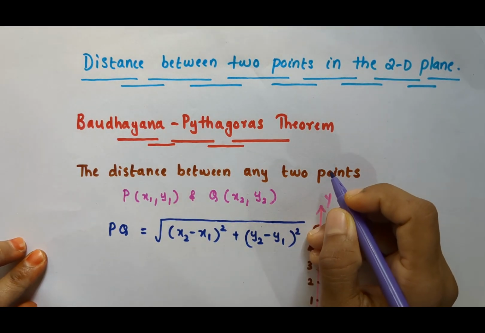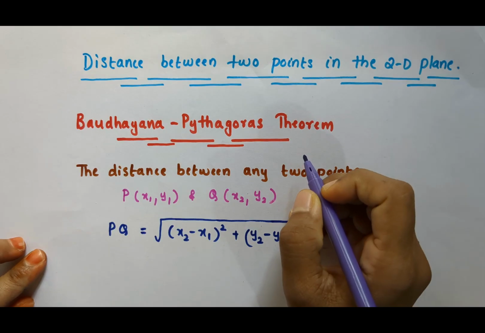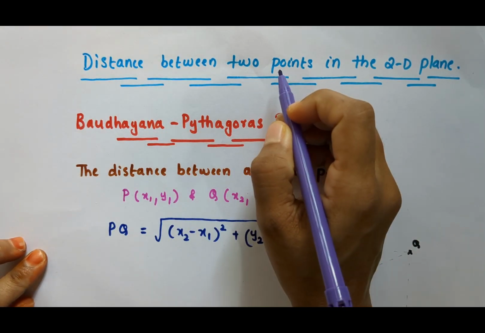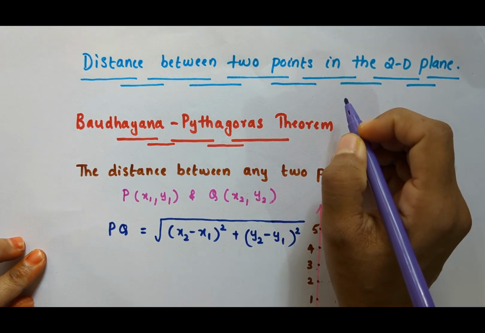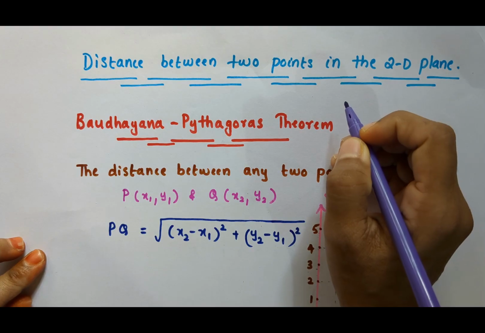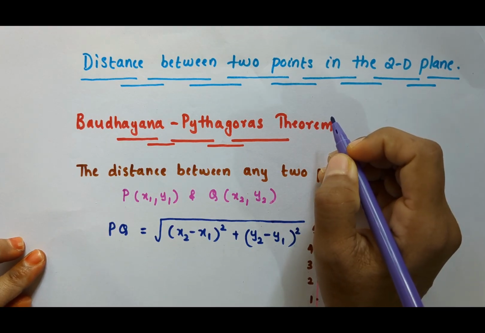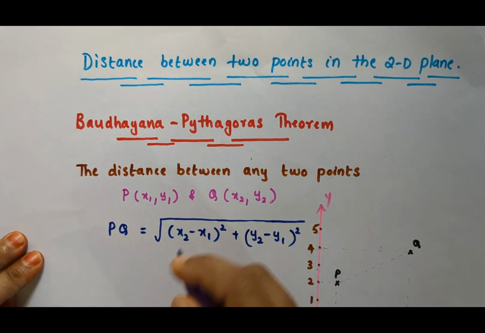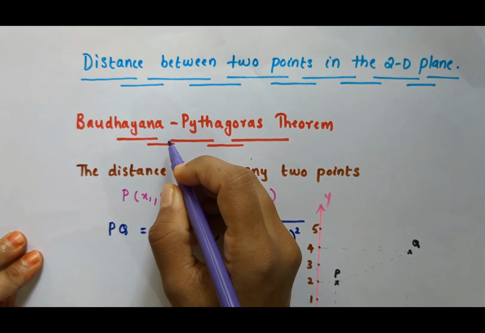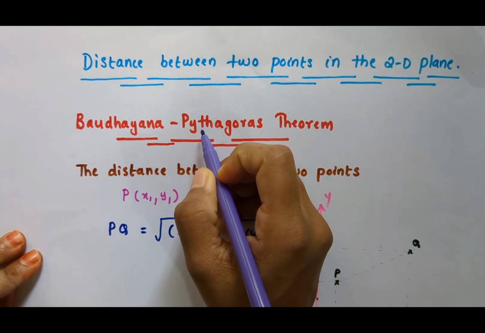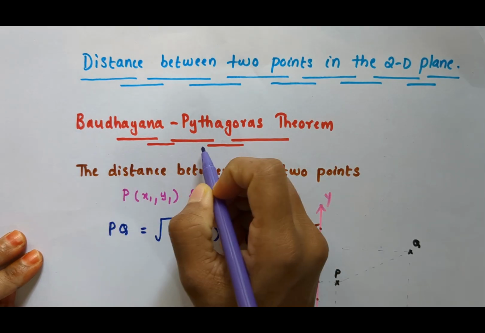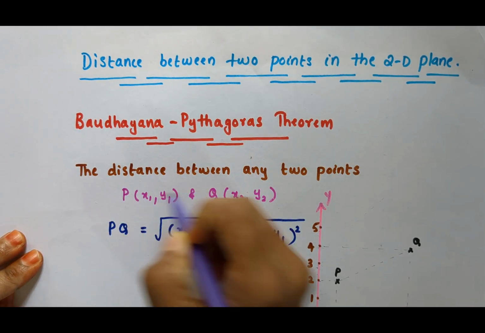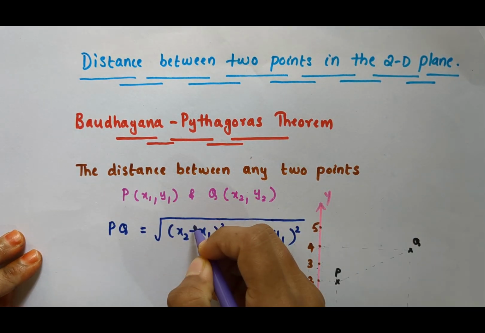Hello everyone, in this video we are going to discuss the distance between 2 points in the two-dimensional plane, from the chapter Orienting Yourself, the Use of Coordinates, Class 9 Mathematics, Ganitha Manjari, Part 1. According to the Pythagoras theorem, the distance between any 2 points P and Q is given by this equation.